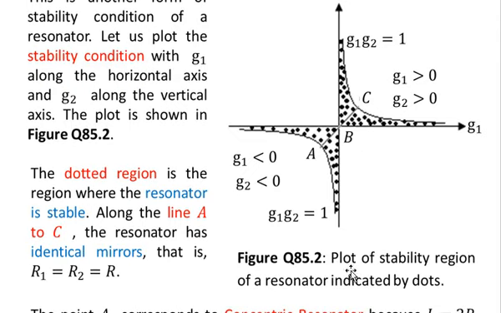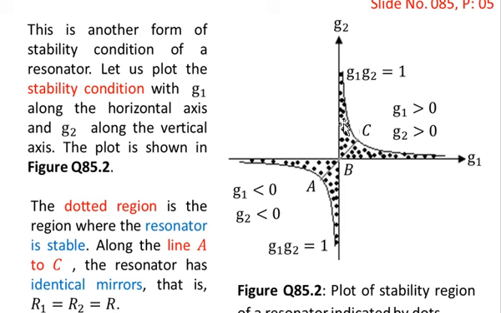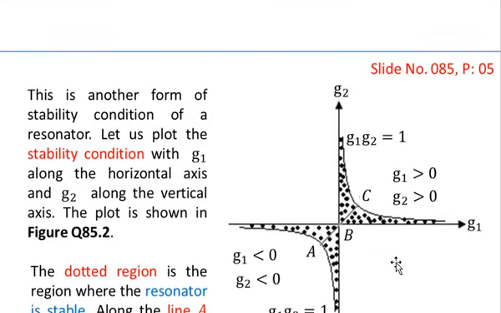The caption of the figure is: plot of the stability region of the resonator indicated by the dots. These are the solid black dots. These represent the stability of the resonator. If you choose the values of R1 and R2 in such a way that you get a point either on the horizontal curve or on the vertical curve, that is the solid point, then of course your resonator will be stable.